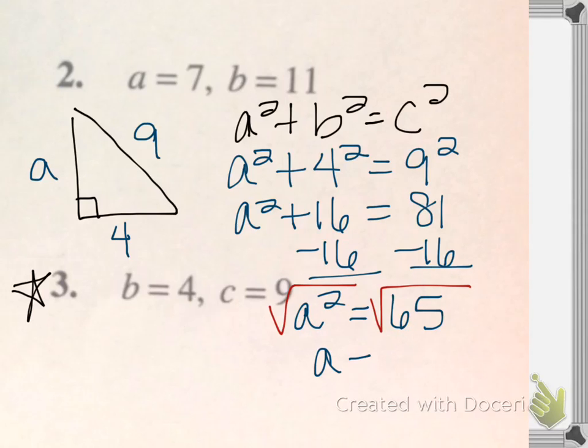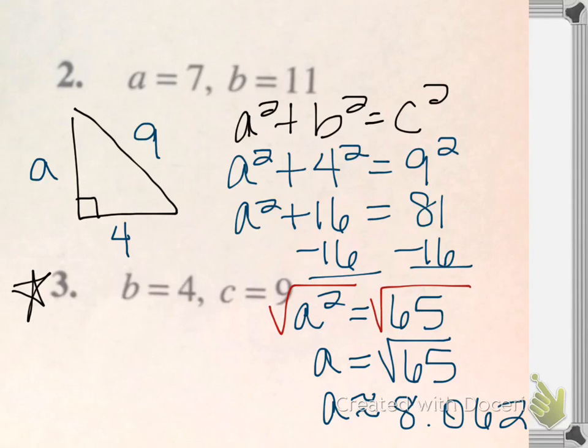The square root of a squared is a, and the square root of 65, I don't believe it has any perfect square factors. If we wanted to approximate it, I know that it's going to be a little bit more than 8, because I know the square root of 64 is 8, so the square root of 65 is going to be just over that. When I put it in my calculator, I get 8.062. So make sure that you're putting your values into the proper spot in the Pythagorean theorem. Don't just assume that the two values that they give you are the legs. In this case, they gave us one leg and one hypotenuse, compared to the previous example where they gave us the two legs. So it will affect your answer.